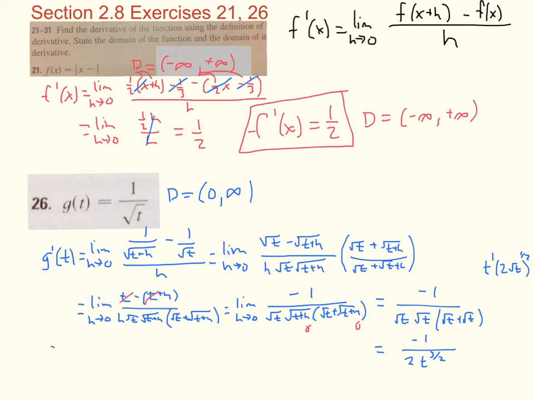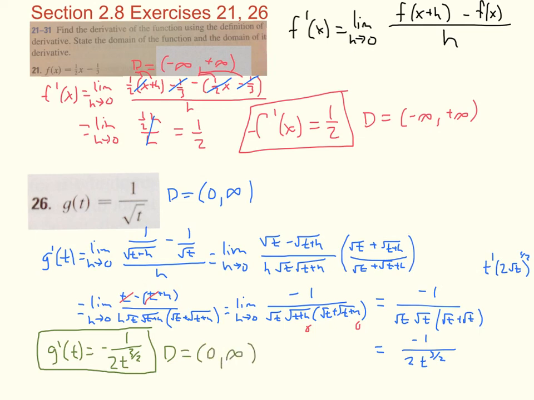Alright, so then I have g prime of t is equal to negative 1 over 2t to the 3/2 as my derivative by definition. And again, what is the domain of that function? Well, again, I have a t on the bottom, so I can't use 0. I have a square root still, that 2 on the bottom of my fraction, so I can't have anything negative, and so the domain of the derivative is also 0 to infinity.